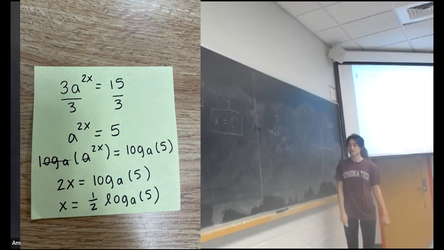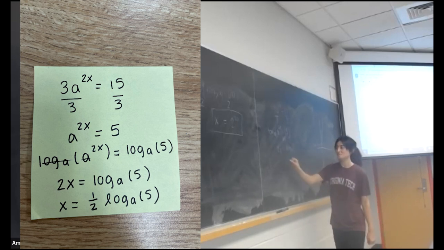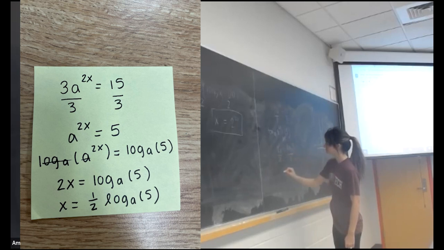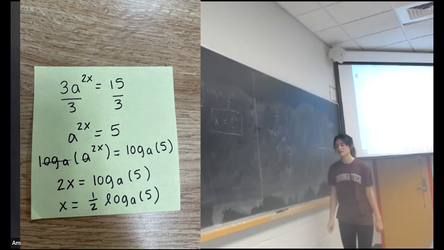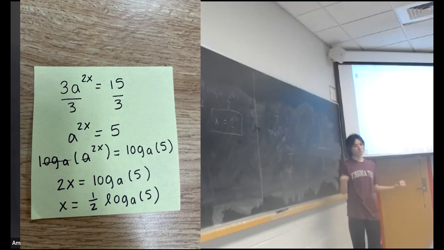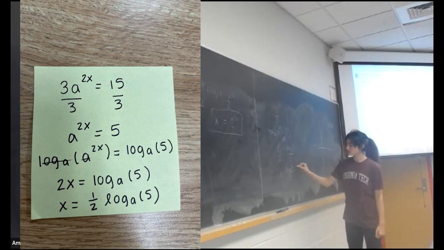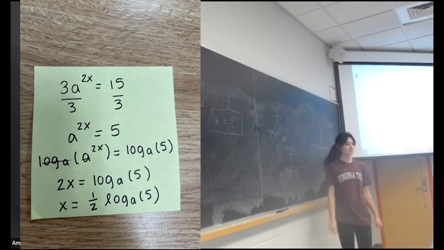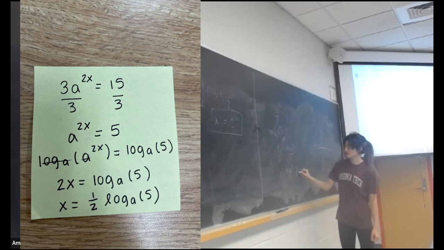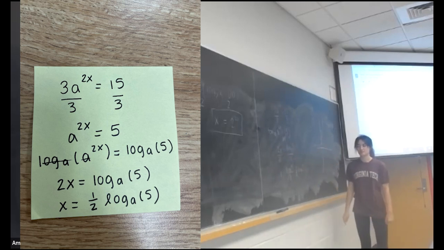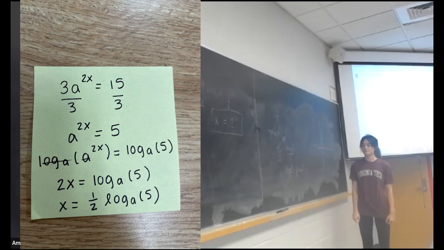Now we want to get x by itself, so what's the last thing we should do? Divide by 2. So x is equal to log base a of 5 over 2, okay? You can leave it like this. I don't mind writing it like this. Sometimes I like to take the 2 out and make this 1/2 times log base a of 5. So either way is fine to me.